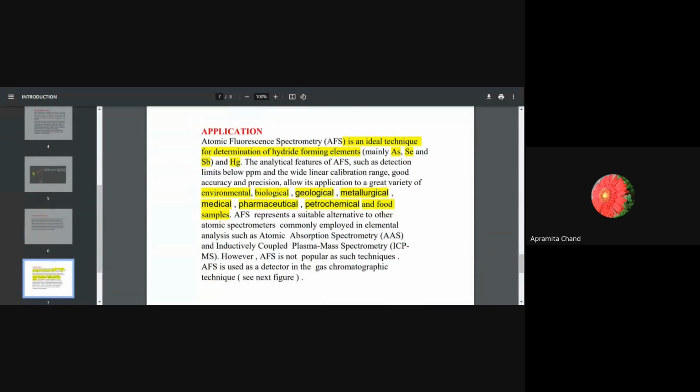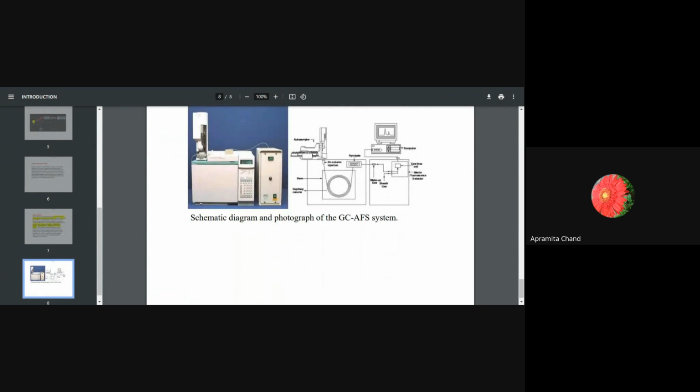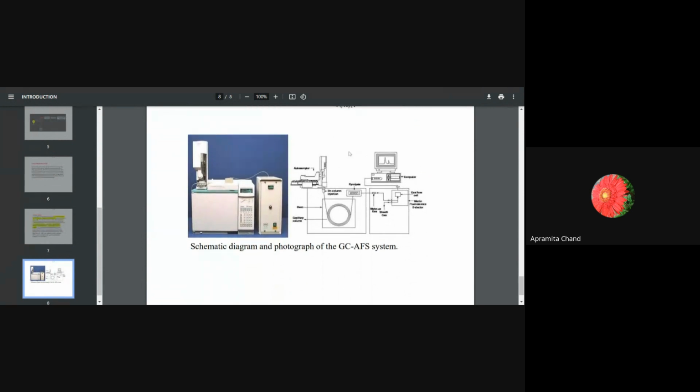Applications are mainly for determination of hydride forming elements like selenium, antimony, mercury. It has a wide linear calibration range, which gives it a wide range of applications as well: environmental, biological, food samples. Other kinds of absorption spectroscopy are usually more popular, but in gas chromatographic techniques they are used as detectors. So they are a very specific kind of spectrophotometry. This is how a spectrophotometer looks in real life for the AFS system.